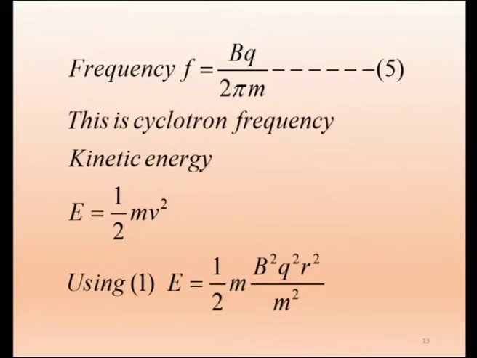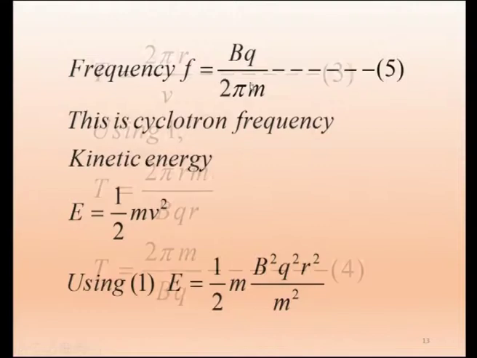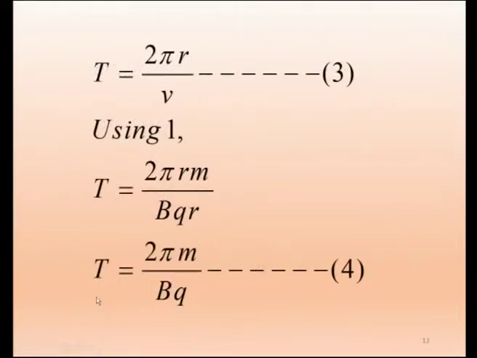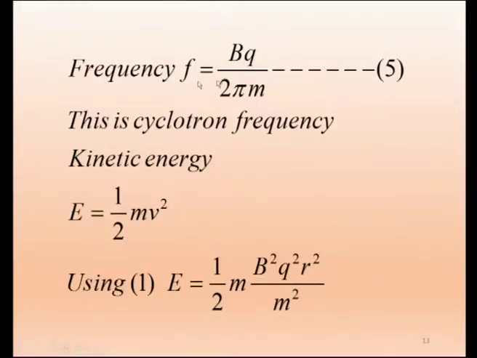Therefore, what is the frequency? Frequency is 1 by period. Period is 2 pi m by bq, so frequency will be bq by 2 pi m. This is called the cyclotron frequency. This must be the cyclotron frequency in order to have the particle accelerated.